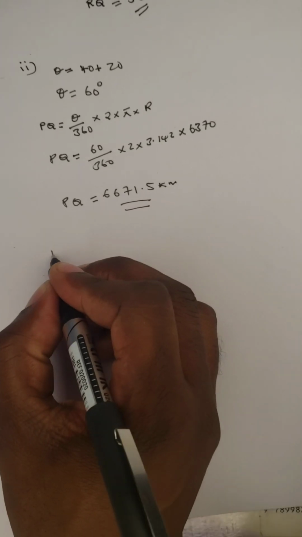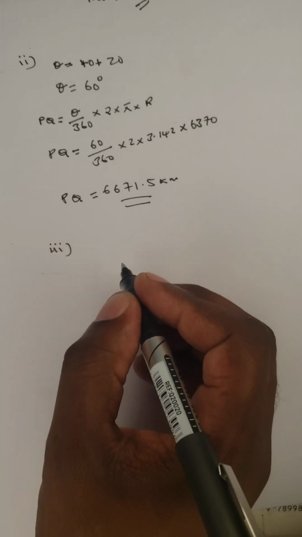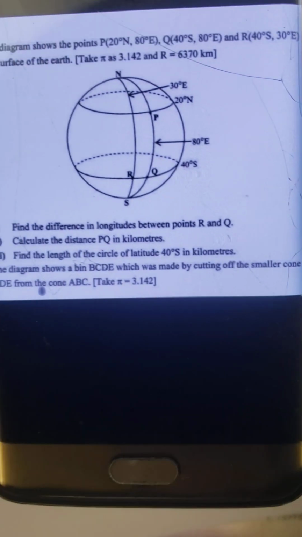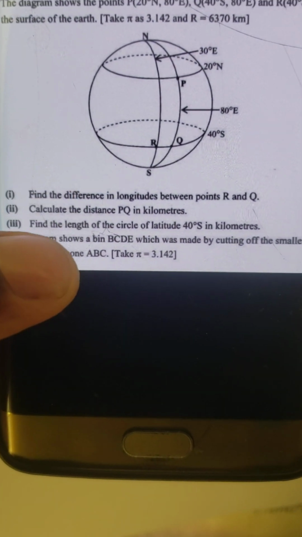Now let's look at part 3, which is the last part. Let's check out the next video because this one is becoming lengthy, as we are looking at part 3.